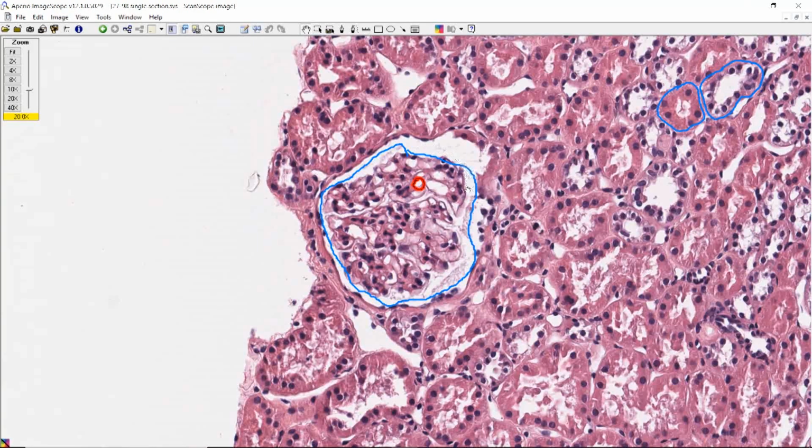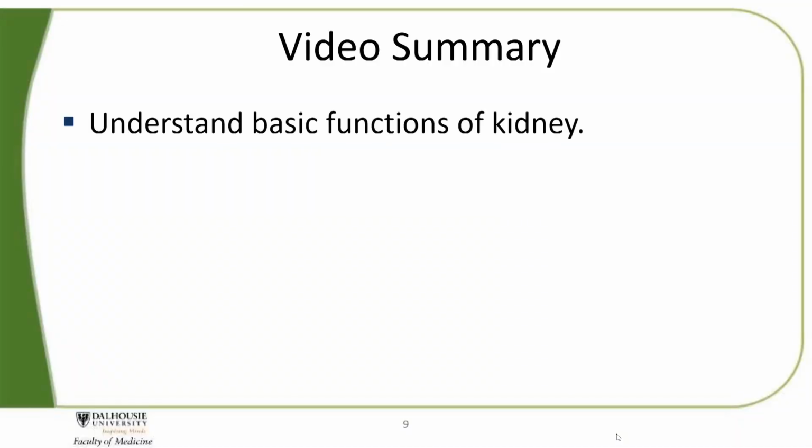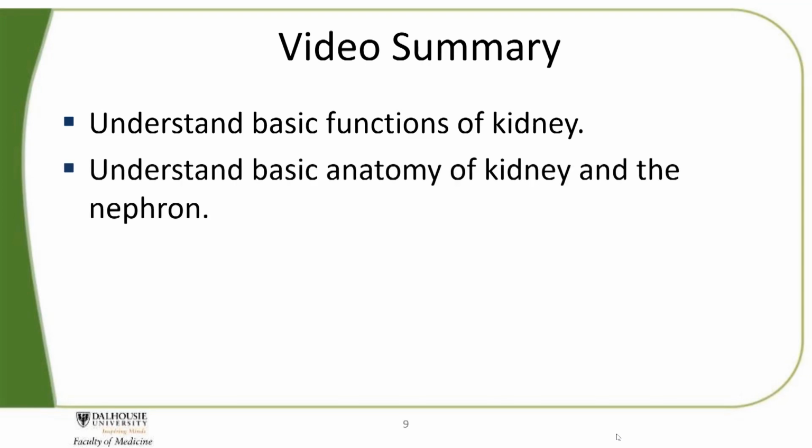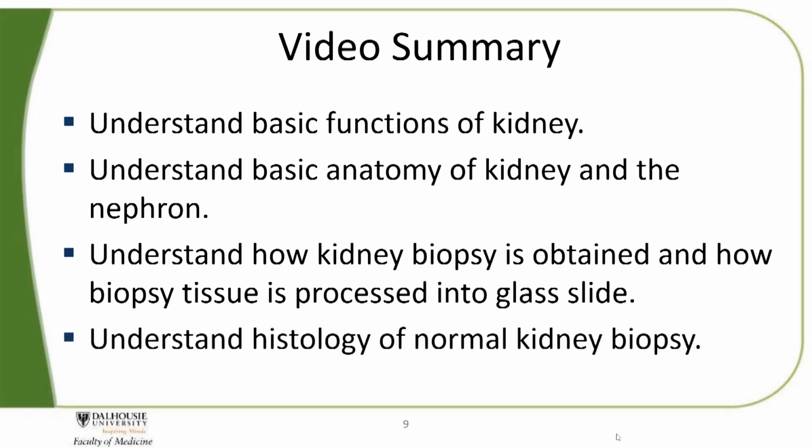The white space surrounding the glomerulus is the capsular space. And this thin layer of cells surrounding the capsular space is Bowman's capsule. Okay. That's it for the structures that can be easily seen in a routine hematoxylin and eosin-stained slide of the kidney. After watching this video, you should understand basic functions of the kidney. You should also understand basic anatomy of the kidney and nephron. You should understand how a kidney biopsy is obtained and how the biopsy tissue is processed into a glass slide. And of course, you should understand the histology of the normal kidney biopsy.